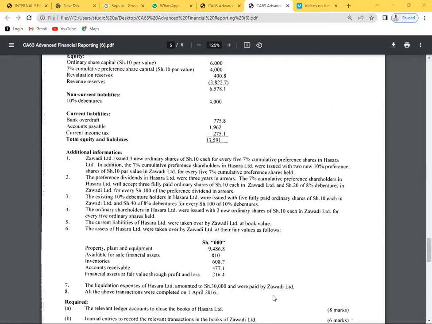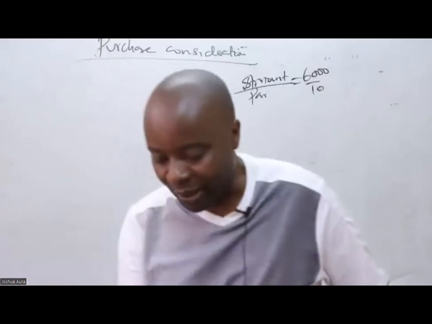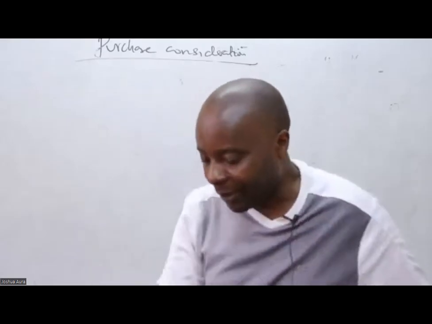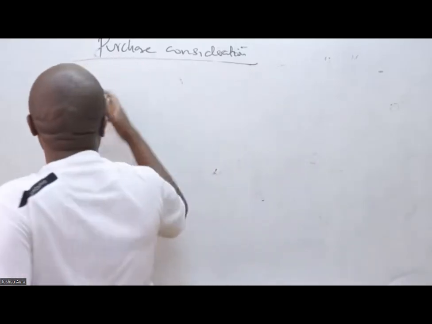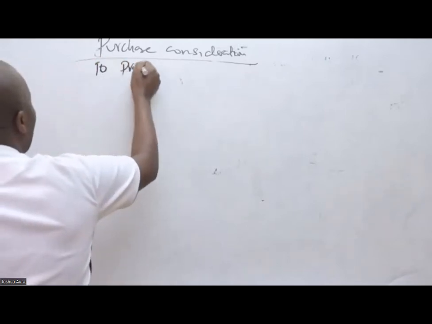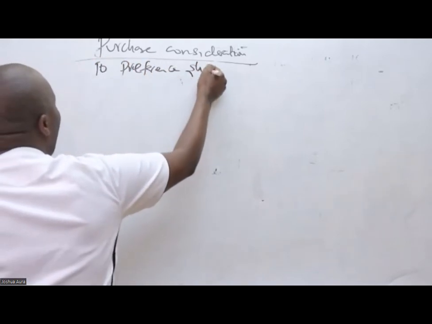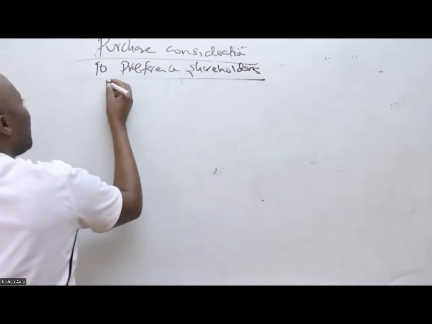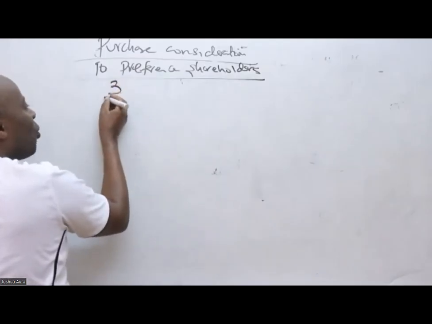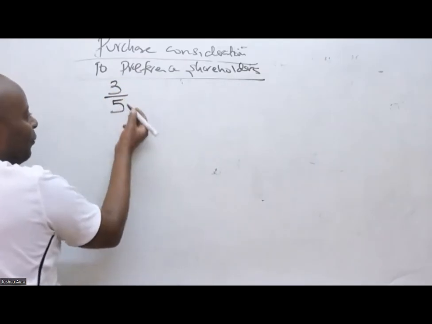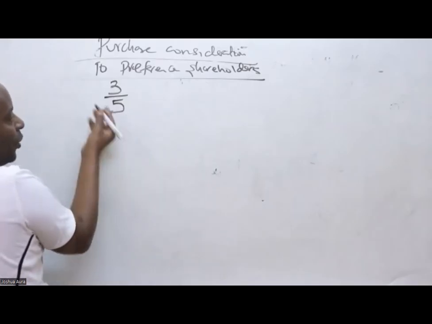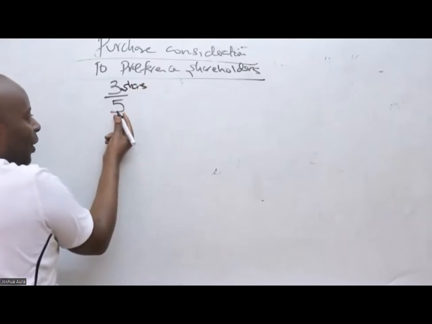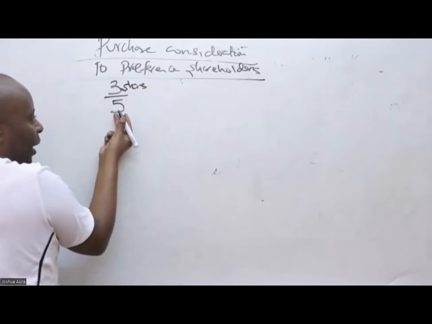Very easy for me. So I'll write there purchase consideration. We start in this case with the purchase consideration to preference shareholders. You underline, and then you say Zawadi is giving them 3 ordinary shares for every 5 preference shares that they have at the moment.